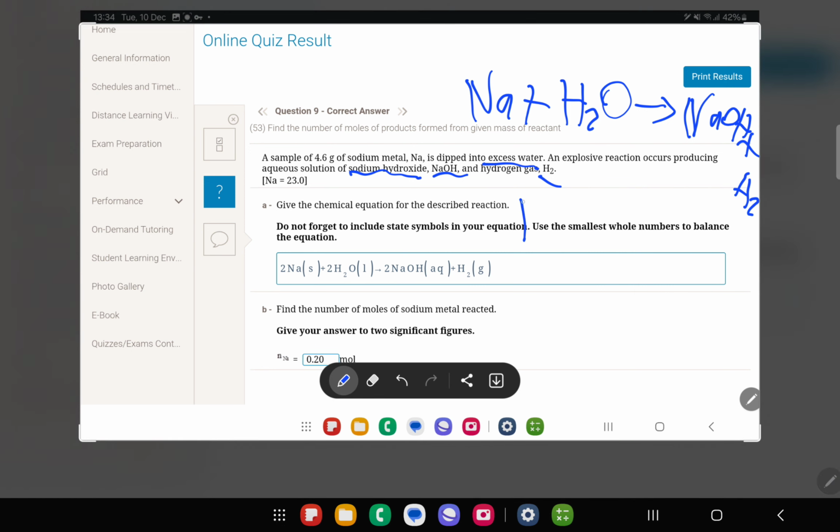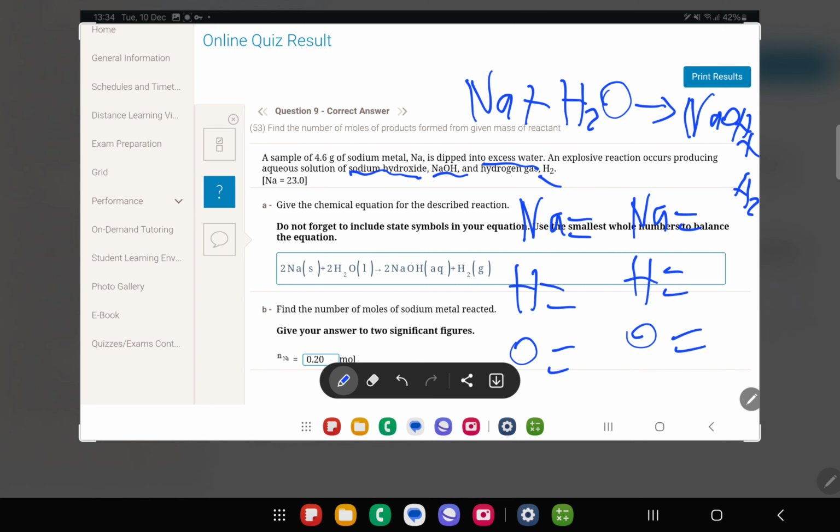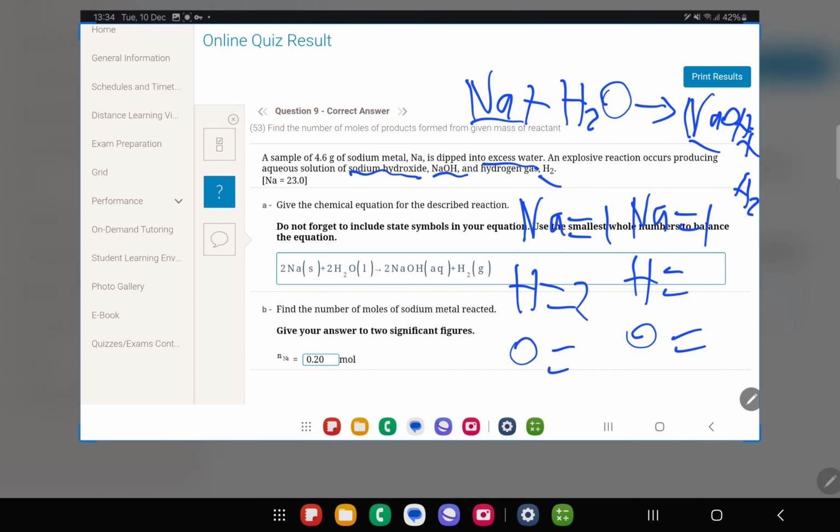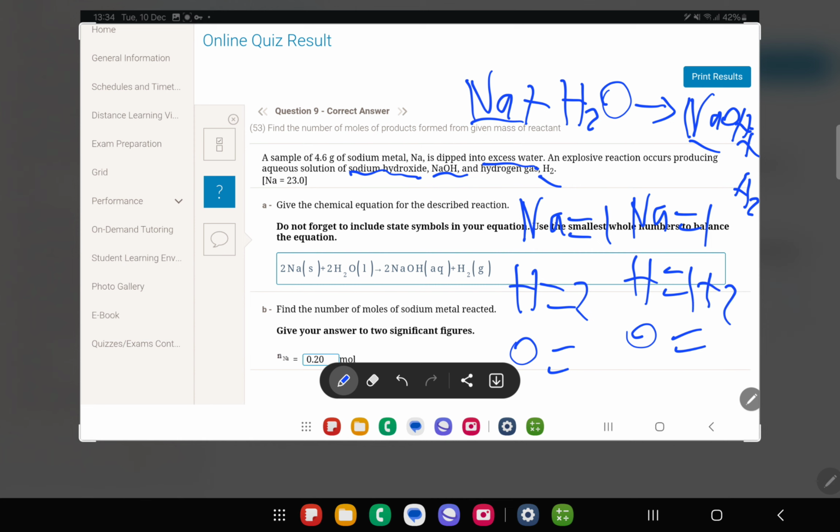Now for this Na here, H here, O. Now they want us to balance. We have one Na here and one Na here, so it's going to be 1, and H here is 2, and H here is 1 and 2. So we do 1 plus 2. We don't make it 3 since they're not in the same element.